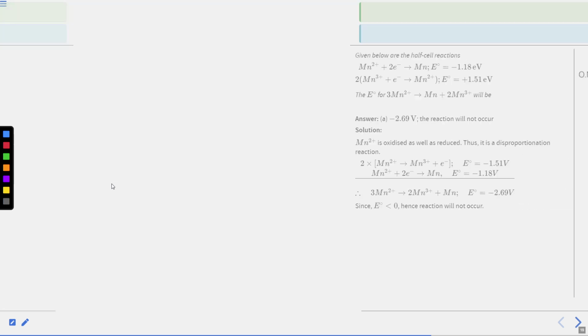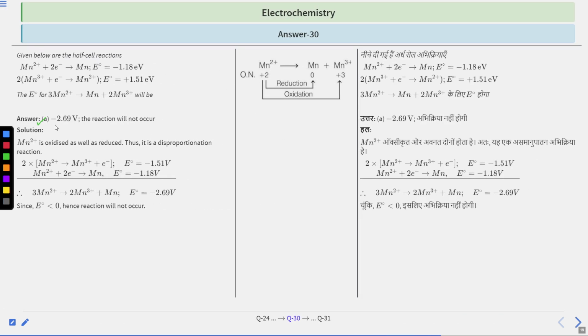Okay, let's see the correct answer. So the correct answer is option A, that is minus 2.69 volt, and the reaction will not occur. So basically, this is the reaction for which we have been asked the E naught value, Mn2+ going to Mn plus Mn3+. You can see the oxidation number of Mn on the reactant side is +2. It is going to 0, which is a reduction process. It is going to +3 also, which is an oxidation process. So oxidation and reduction both are happening. So Mn2+ is oxidized as well as reduced. We can say that, right? Thus, it is a disproportionation reaction.